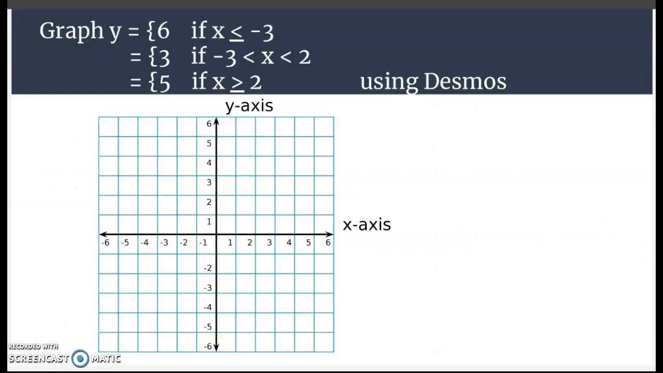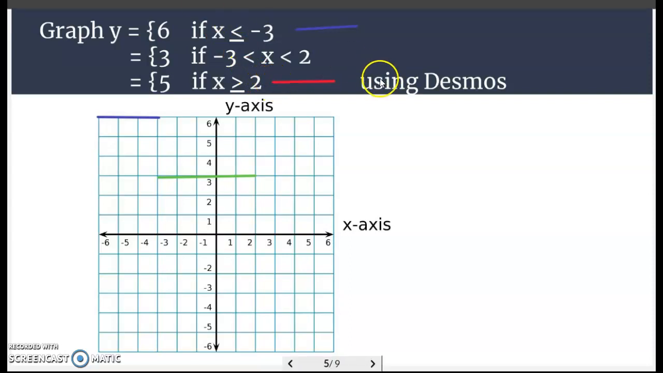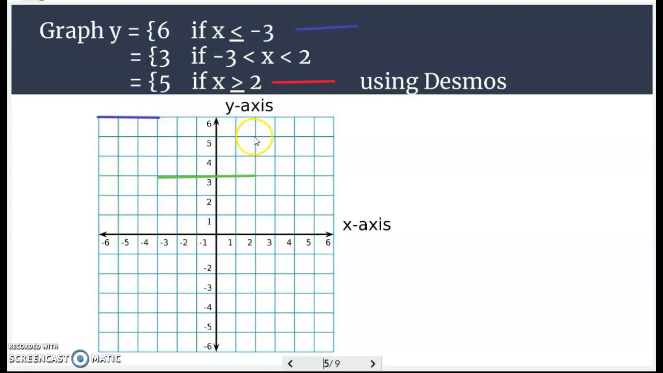Let's be a little more specific so we can see the open and closed circles. Alright, I'm going to start off with y equals 6 when I'm less than or equal to -3. Keep track of our colors here. It behaves like y equals 3 when I'm in between -3 and 2. And then it behaves like y equals 5 when I am greater than or equal to +2 on the x-axis.